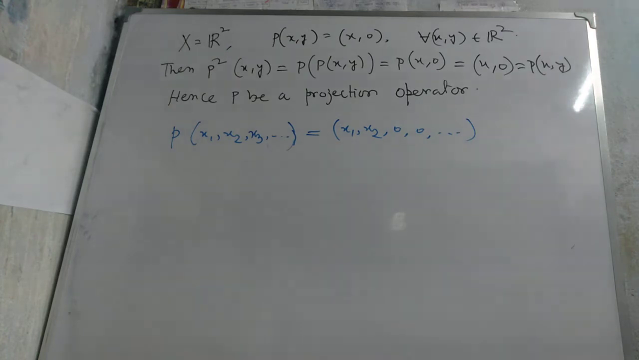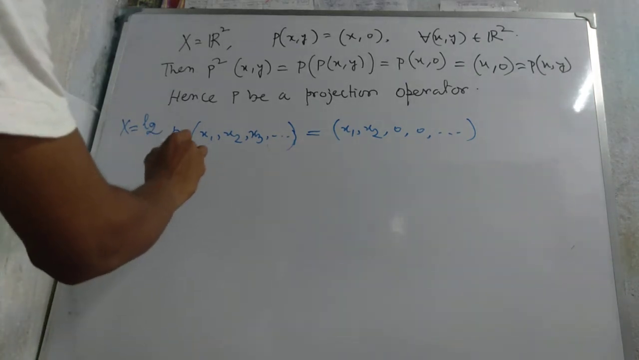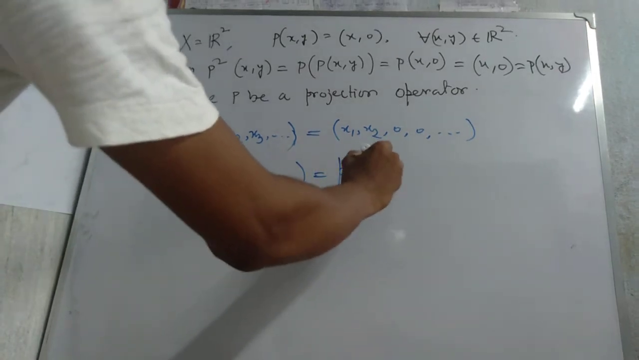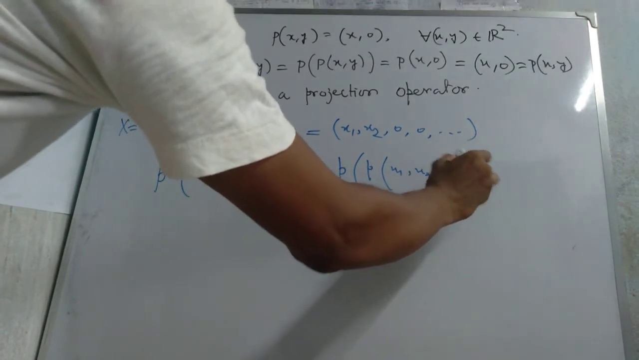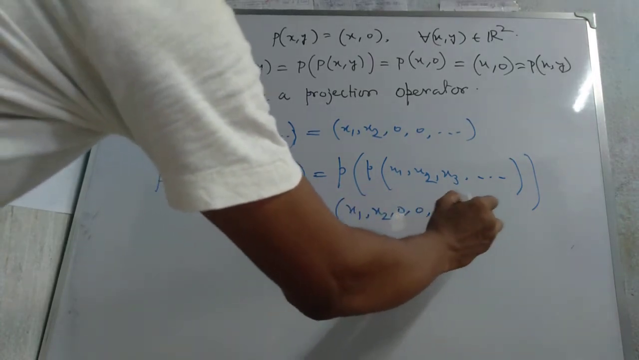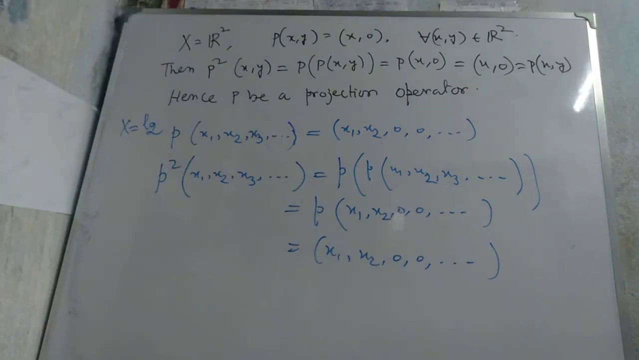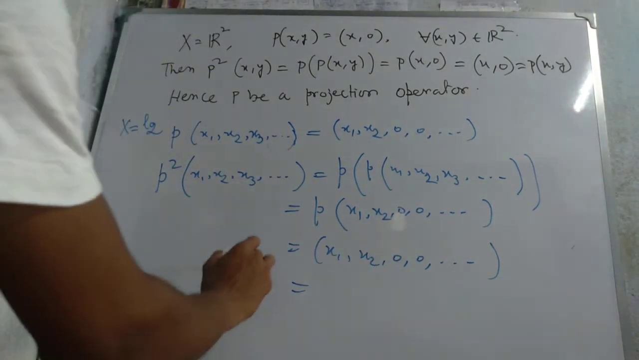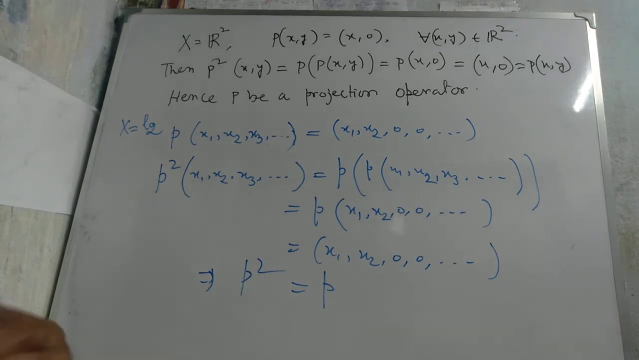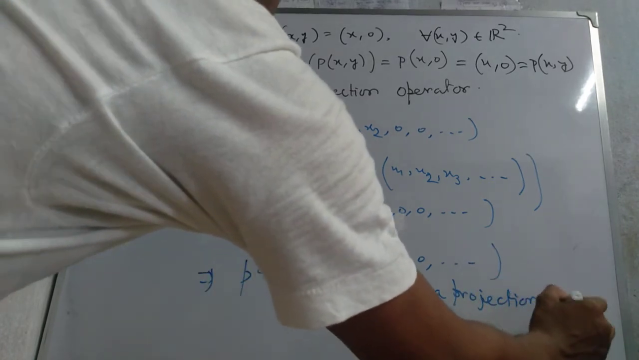If this operator P is on the L2 space, then P square of (x1, x2, x3, ...) equals phi of (x1, x2, x3, ...) equals P of (x1, x2, 0, 0, ...). This implies (x1, x2, 0, 0, ...), which implies that P square equals P. So P is a projection operator here also.